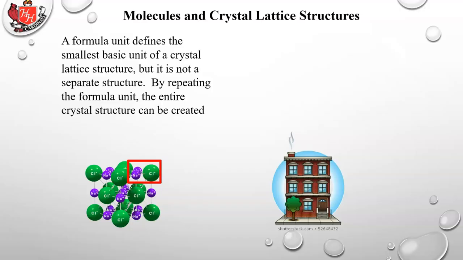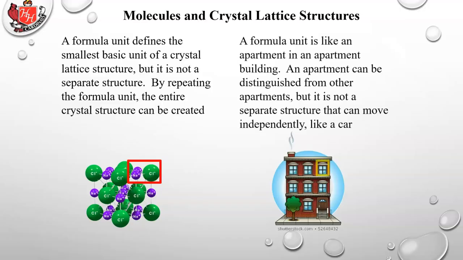So a formula unit is like an apartment in an apartment building. An apartment can be distinguished from other apartments, but is not a separate structure that can move independently like a car. So you see that apartment in the yellow box. You can tell that one from all the others. So if you took the floor plan for that particular apartment and kept repeating it, you would have the entire apartment building. But you can't pull that one apartment away from the apartment building.